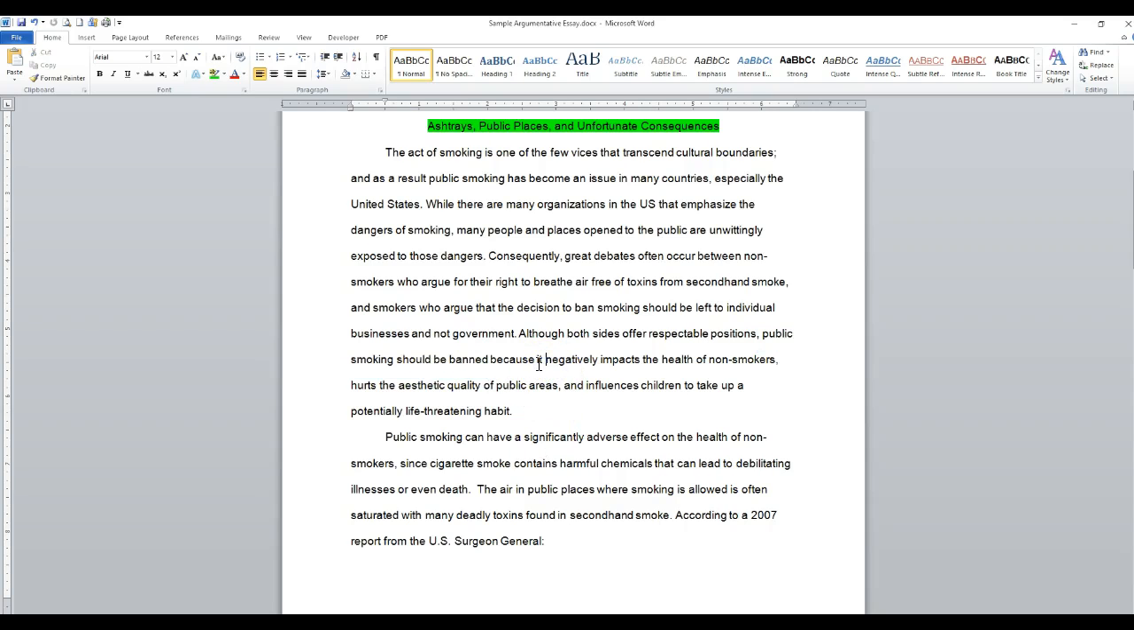Then you follow that up with your main points. So this is his first main point, because it negatively impacts the health of non-smokers. So main point number one. Main point number two, public smoking hurts the aesthetic quality of public areas, right? And then finally, main point number three, it influences children to take up a potentially life-threatening habit. So essentially, he provides both his position and his main points in one sentence, thus creating the entire thesis statement.